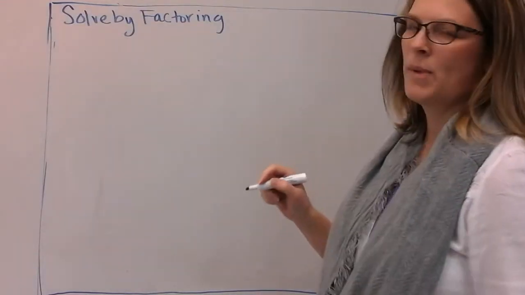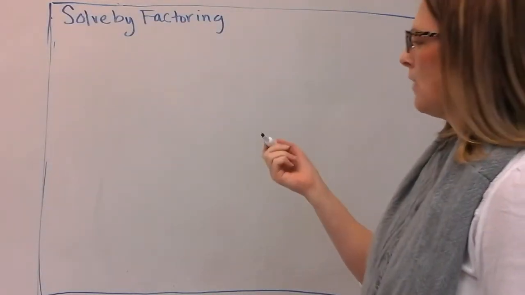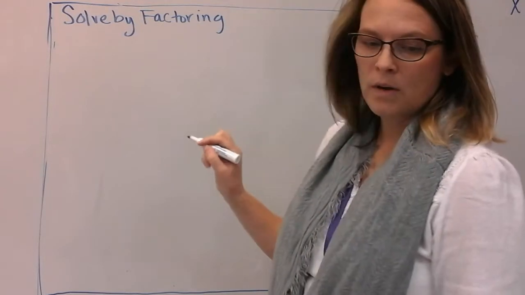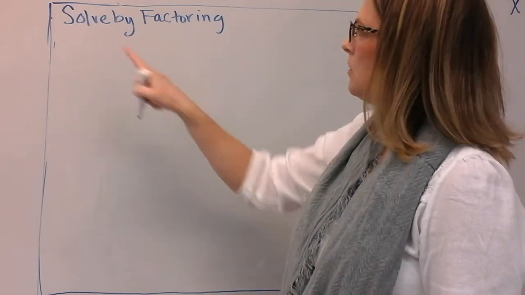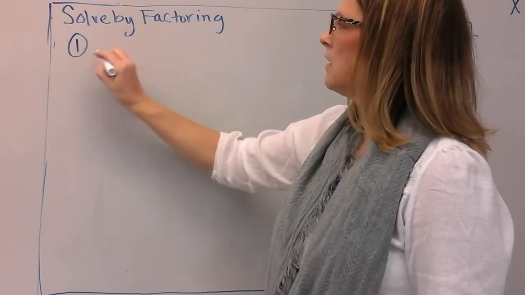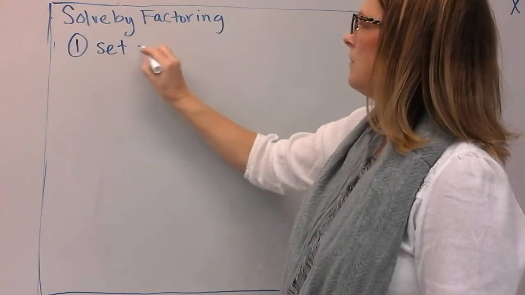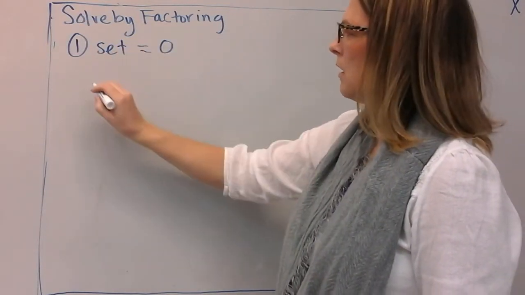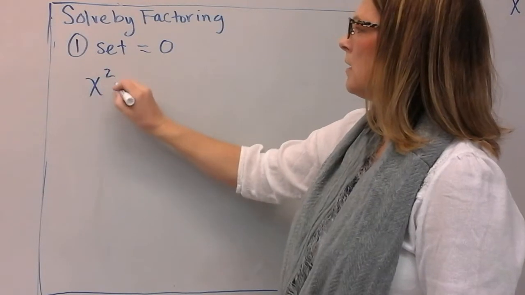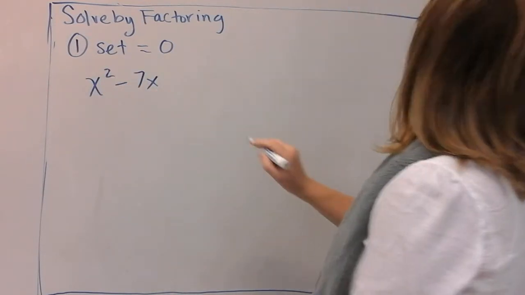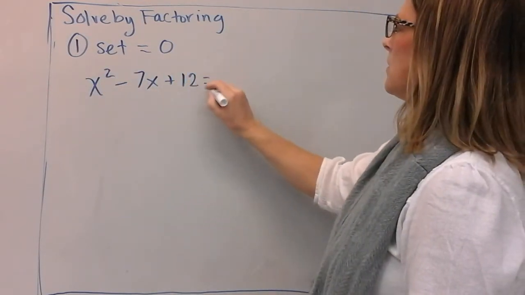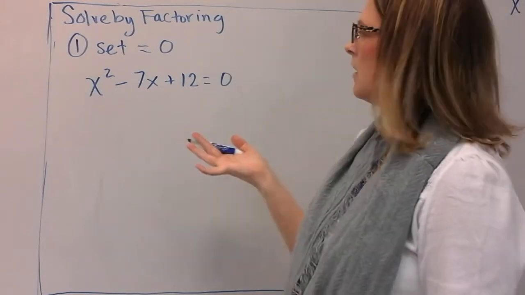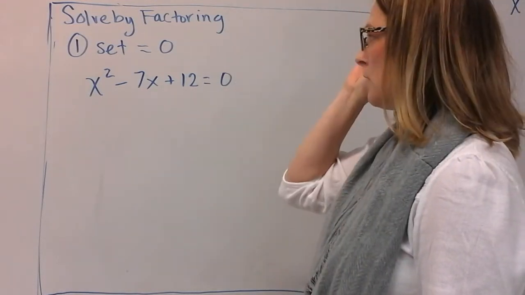Over how to solve by factoring. This is when we have a quadratic equation. So one of the first things that you want to make sure you do when you solve by factoring is set the equation equal to 0. So here's our first example. X squared minus 7x plus 12 equals 0. It's already set to 0, so I can factor right away.